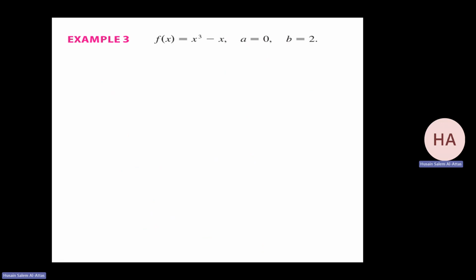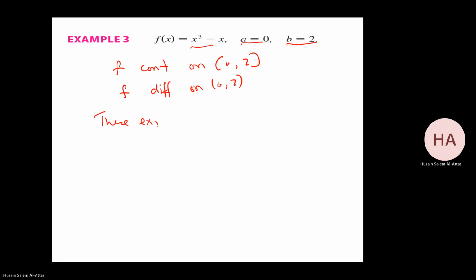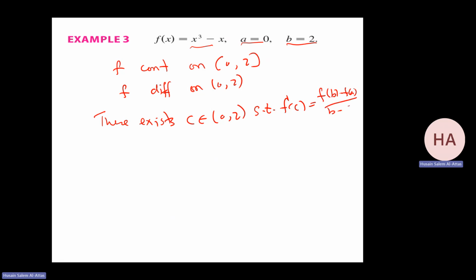Another function. Let me do the same. This is a, this is the function, this is b equal 2. Just to be sure, the function is continuous on the closed interval, differentiable on the open interval. Okay, so there exists a c belonging to this interval, 0 and 2, such that f prime at c equals f of b minus f of a over b minus a.